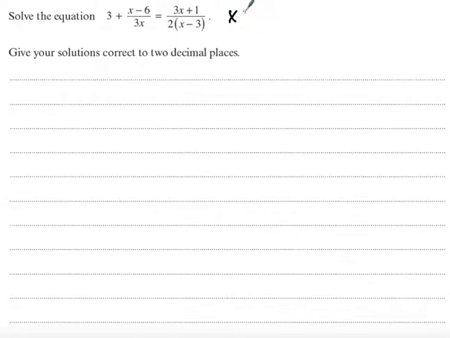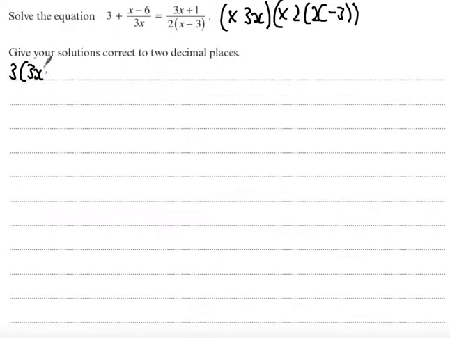the fraction, so I'm going to multiply everything in this equation by 3x, and I'm going to multiply everything in this equation by 2 times (x minus 3). What that means is, for my first term, I get 3 times 3x times 2 lots of (x minus 3).